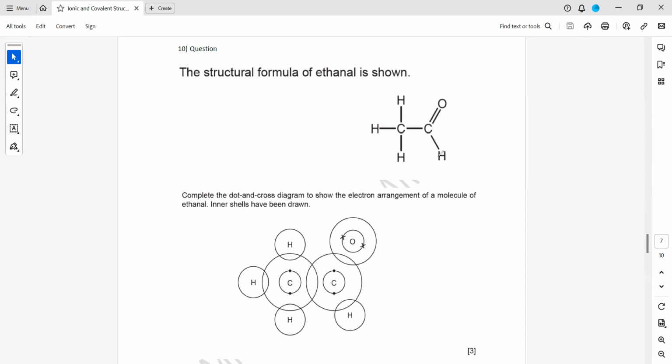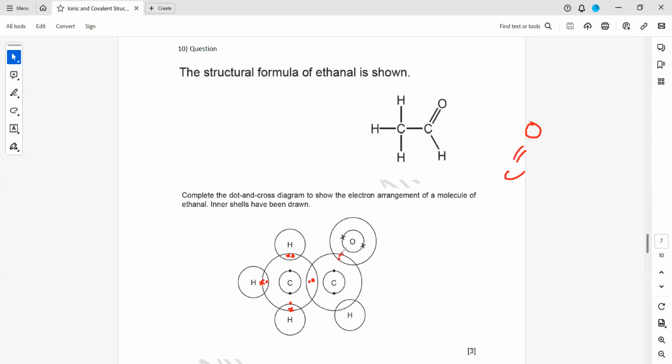We can start with any. Between carbon and hydrogen, there's a single bond. So if there's a single bond between them, if hydrogen shares one, carbon will share one. Hydrogen shares one, carbon shares one. This is also a single bond. So a single bond means there will be a pair of electrons between them. Between the two carbon atoms also there is a single line, so there will be a pair of electrons between them. But between the second carbon and the oxygen, there's a double bond.